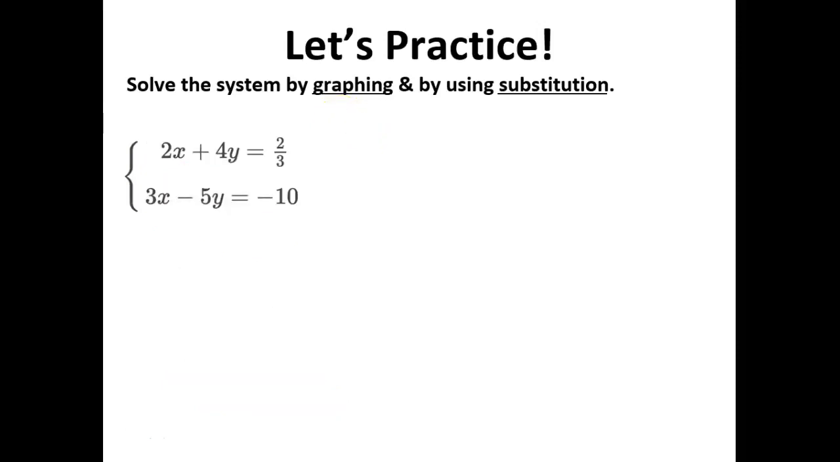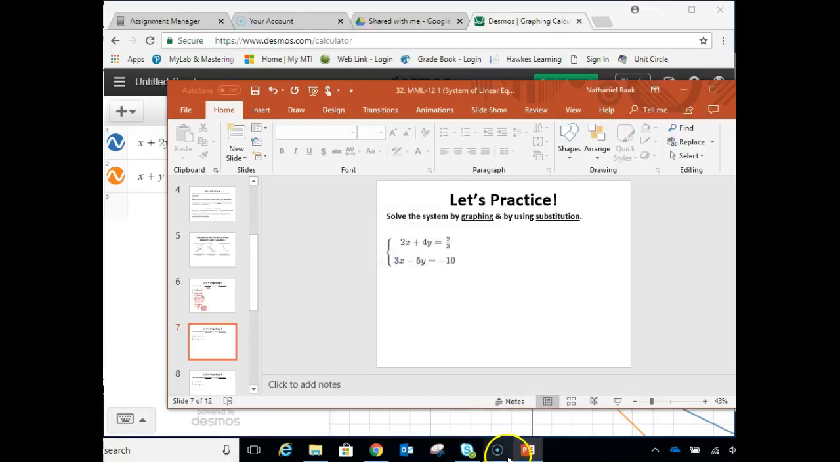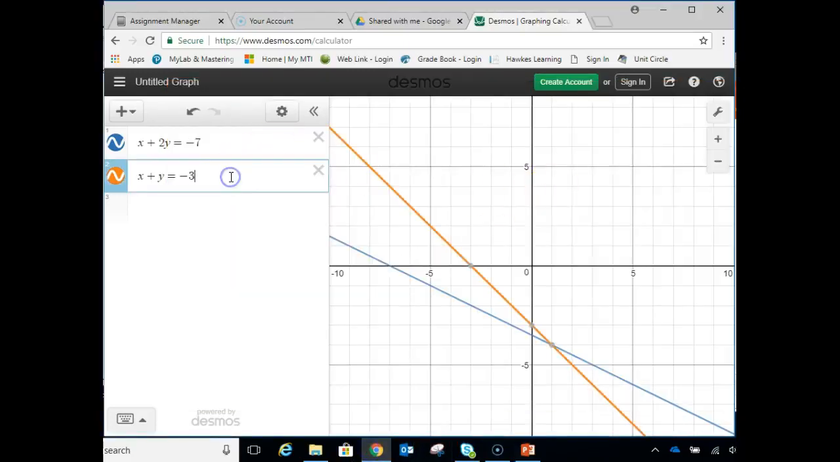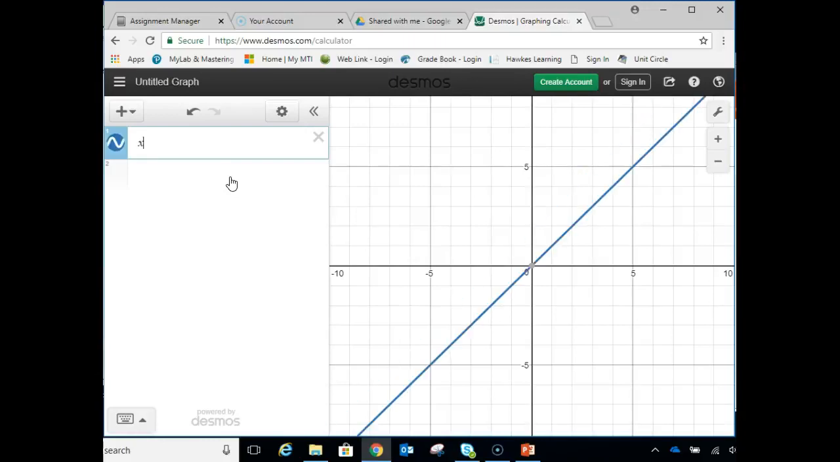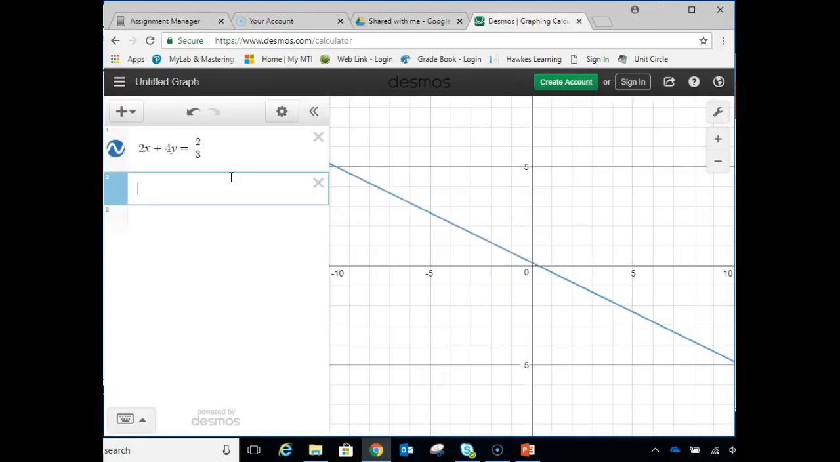One like this, again, solve this graphically. If I'm going to solve it graphically, I'm going to need to have a pretty good sketch of what the graph is so I can find the intersection. So again, I'll go over to the graphing calculator, and this time we are graphing 2x plus 4y is equal to 2/3, and then 3x minus 5y is equal to -10, like that.